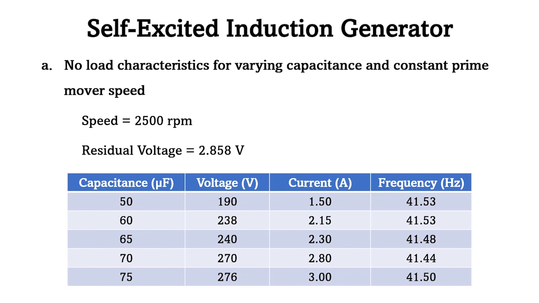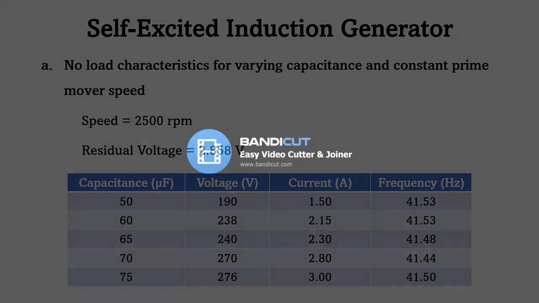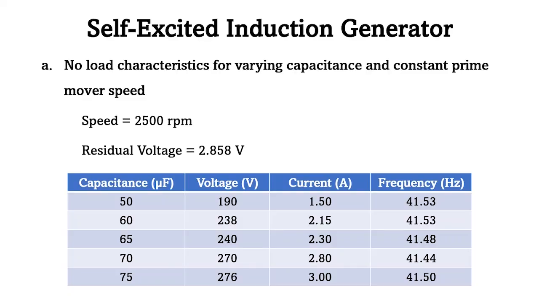Likewise, we continue the procedure by varying the capacitance and measuring the voltage, current, and the frequency of the machine. The values we obtained in the practical may be slightly different from the values here in the table due to some errors in the machine. So, use these values when preparing your courseworks.